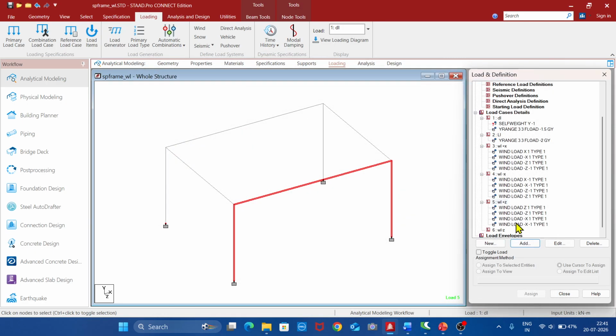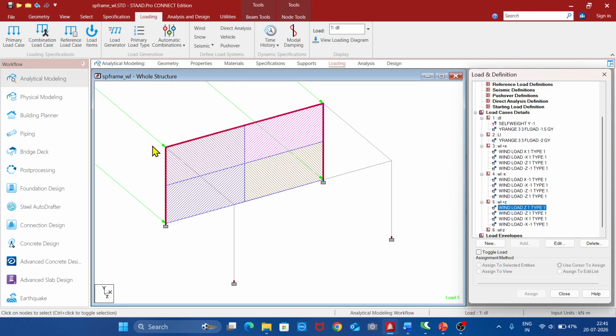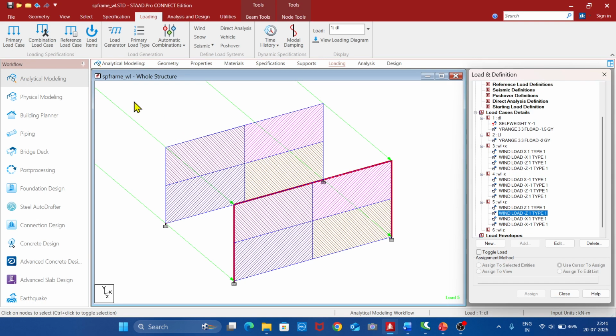So close this. You can see this is the z direction, positive z direction. So from this side is z positive and the opposite is z negative. So plus 1 refers to acting in the positive z direction, and this is the windward side, and this is the leeward side. This is also plus because here plus z is this.